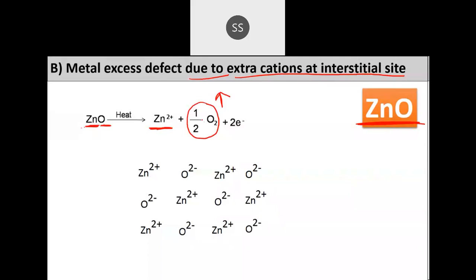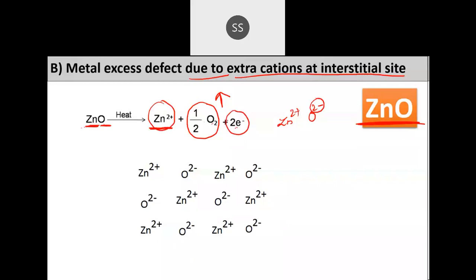Remaining is what? 2 electrons. And those 2 electrons are from the oxygen itself. You can see here oxygen has gone out in the form of gas, so those 2 electrons will be given out. This is the valency: Zn2 plus, and then you have O2 minus. So oxygen has just gone out in the form of gas. That means these 2 electrons will still remain. So this Zn2 plus and these 2 electrons will be remaining in the lattice.